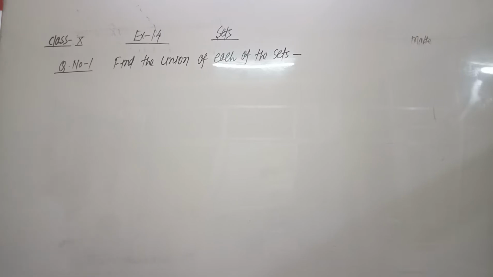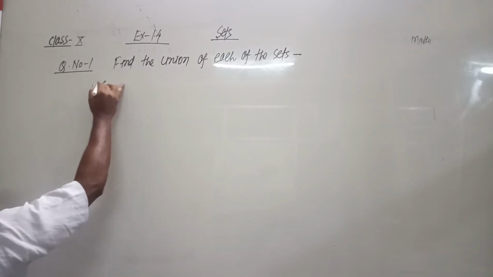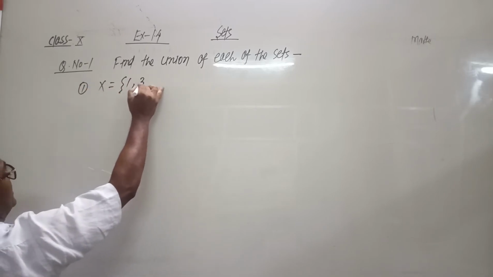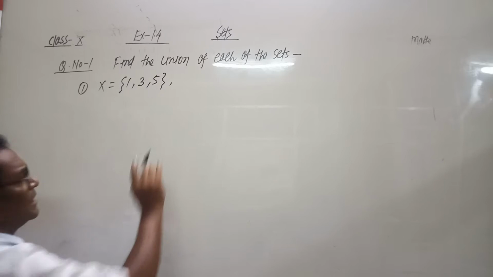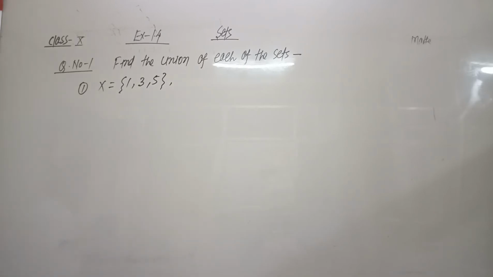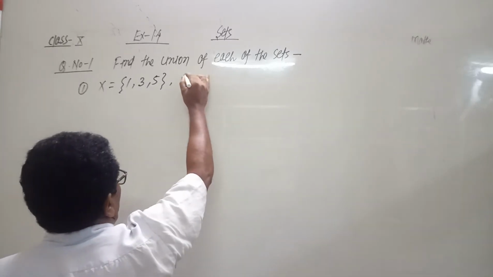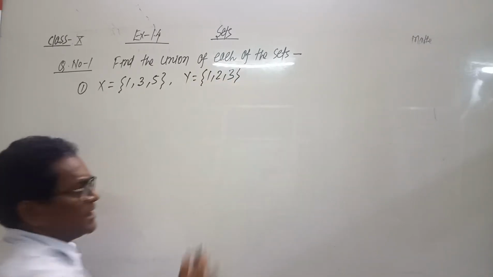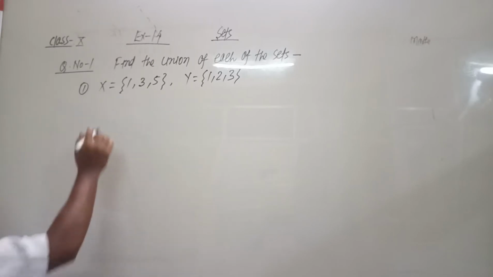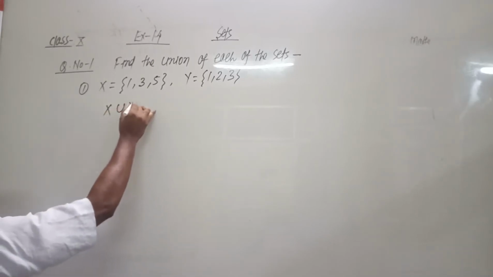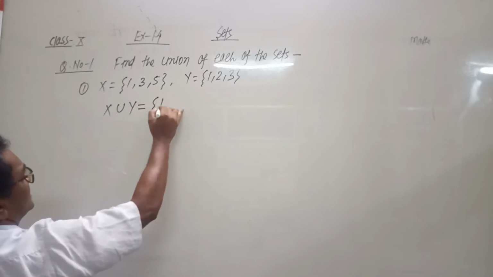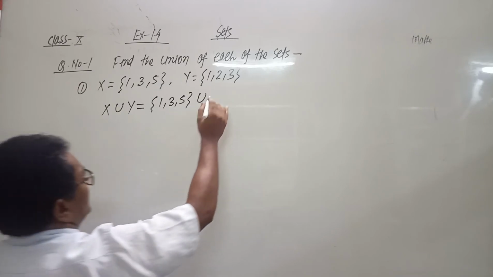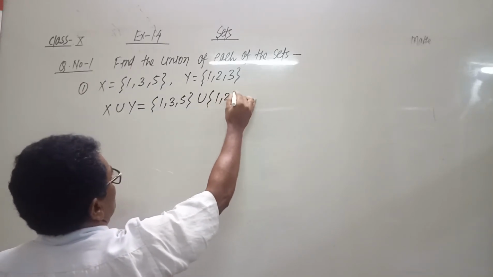Set X equals 1, 3, 5, and another set Y equals 1, 2, 3. We have to find X union Y. So X is 1, 3, 5, and the sign of union, then Y is 1, 2, 3.